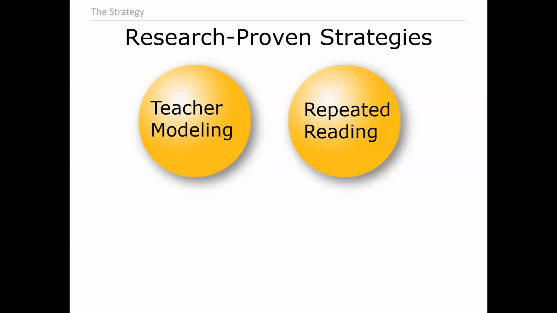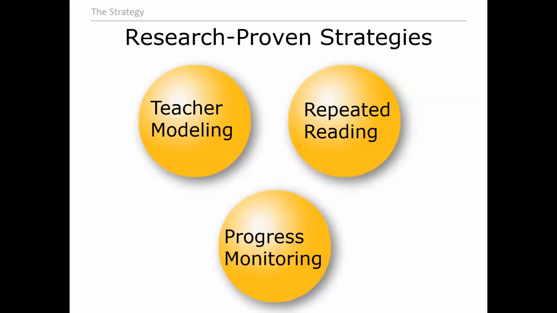Strategy number two is repeated reading. This has been shown to significantly build reading fluency, and it simply involves students reading the same material multiple times to build accuracy and expression. And finally, progress monitoring. When students are given the opportunity to progress monitor, we know they're going to make greater gains. It's kind of like when you think about a child playing a video game.